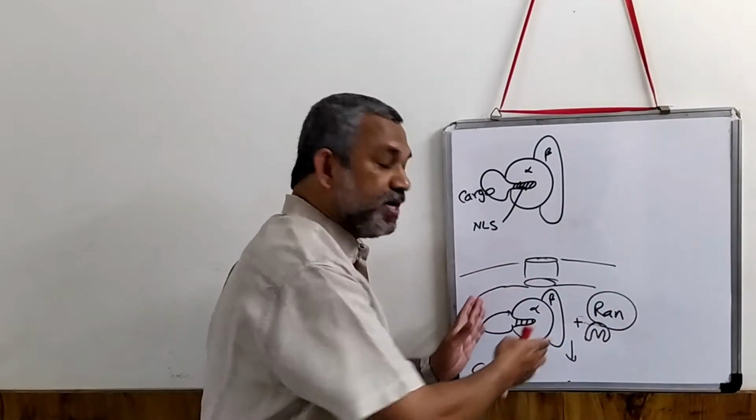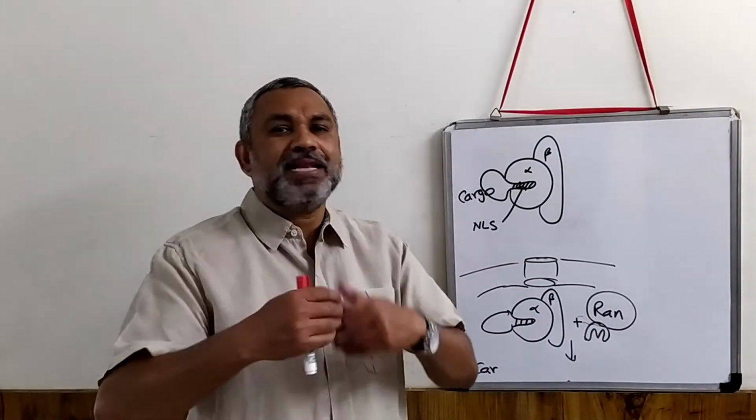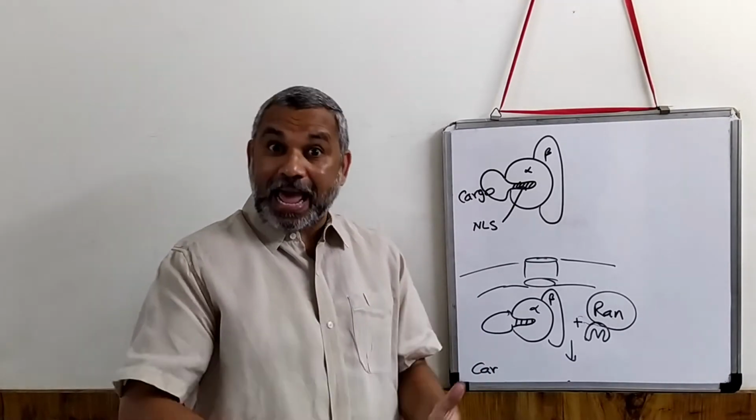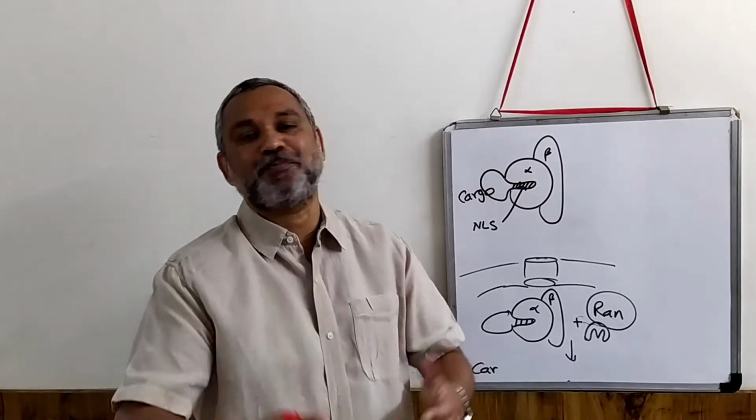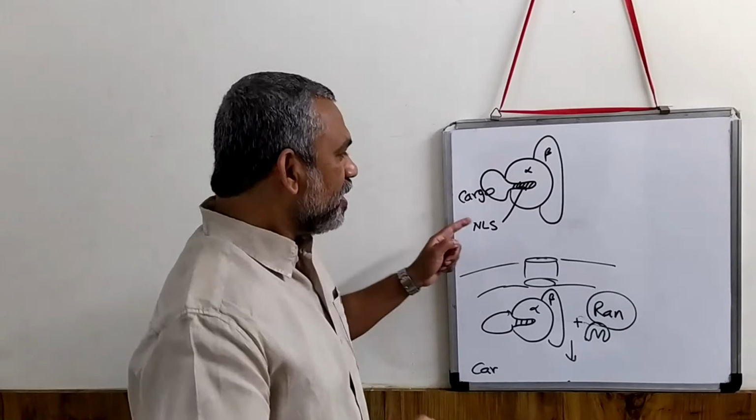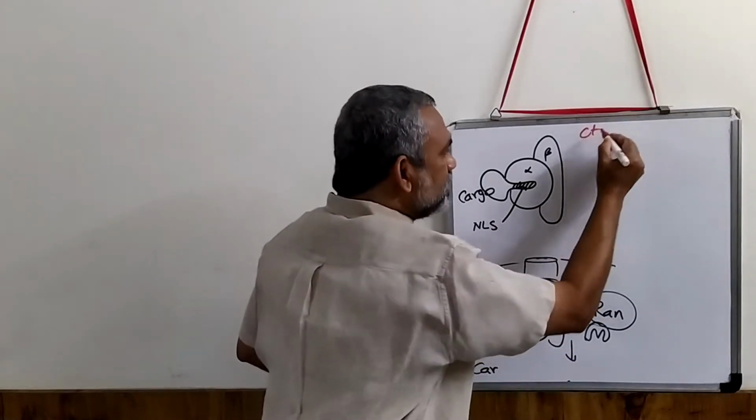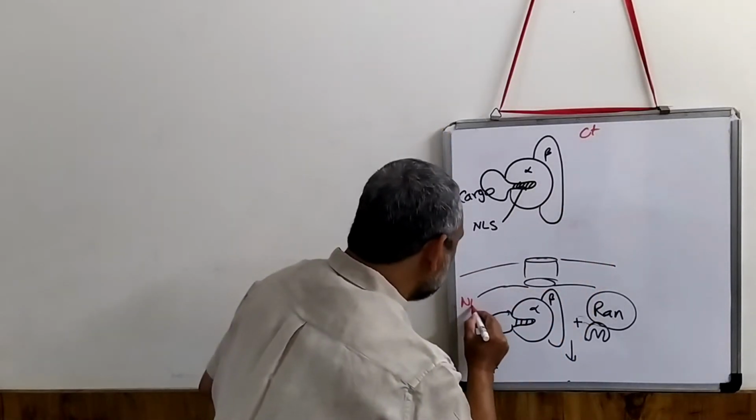To simplify, the diagram is already drawn. Let us see the role played by Ran in importing or exporting a particular protein. So this is the cytoplasm and this is the nucleus.